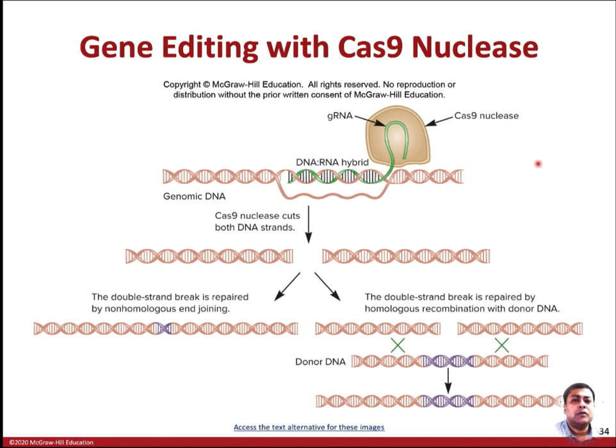So let's take a look at how this works. Here you have a Cas9 nuclease, and the Cas9 nuclease will only cut a piece of DNA if it is bound to a specific RNA, which is called a guide RNA. So how is this guide RNA known? The guide RNA will have a specific sequence that is needed to bind to the Cas9. This is a fixed guide RNA sequence.